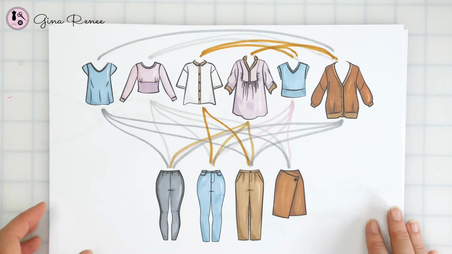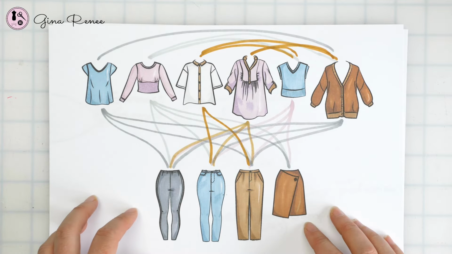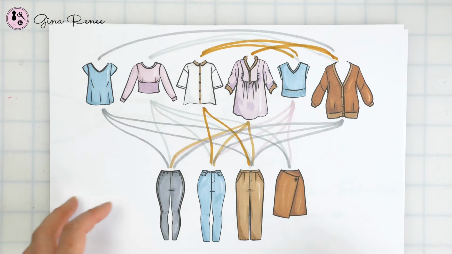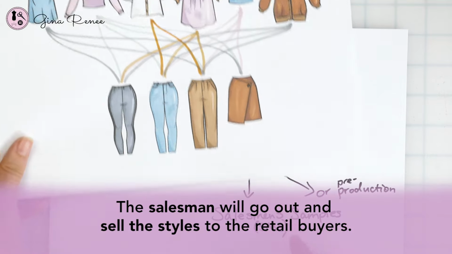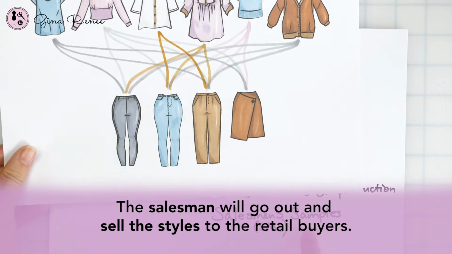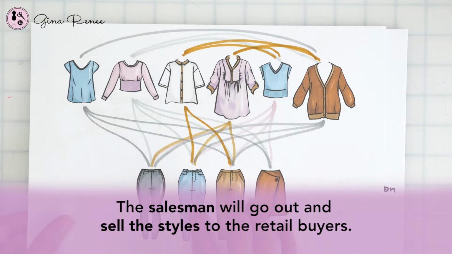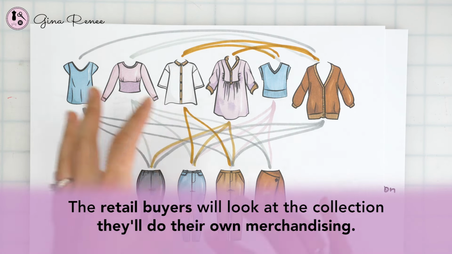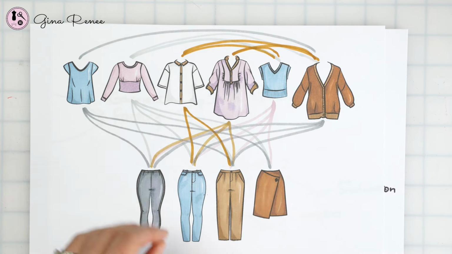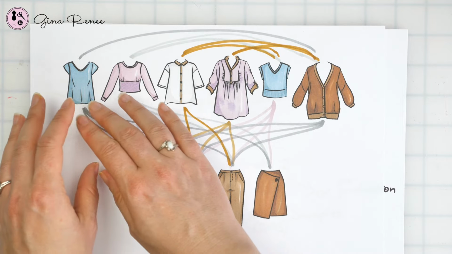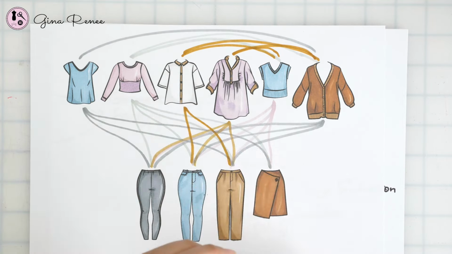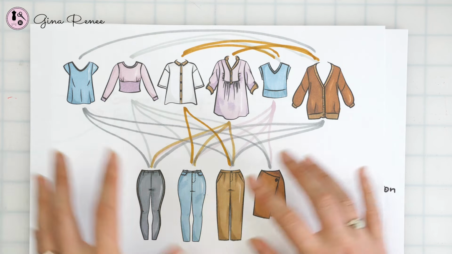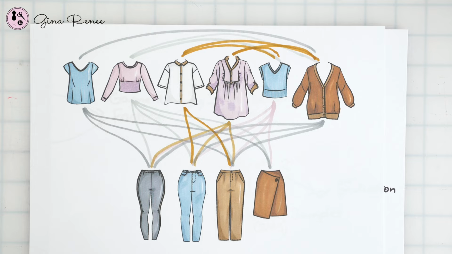So at this point, those salesman samples, usually they'll get 1 or 2 colors of each style, and then the salesman will go out and sell the styles to the retail buyers. The retail buyers will look at the collection, they'll do their own merchandising, and they'll say, okay, the floor has this much space for these types of garments and this much space for these types of garments. Then we can make collections and outfits accordingly.